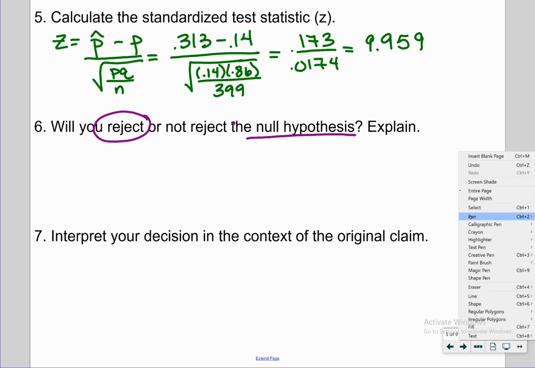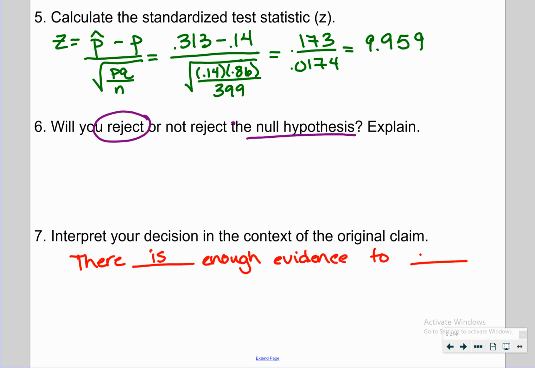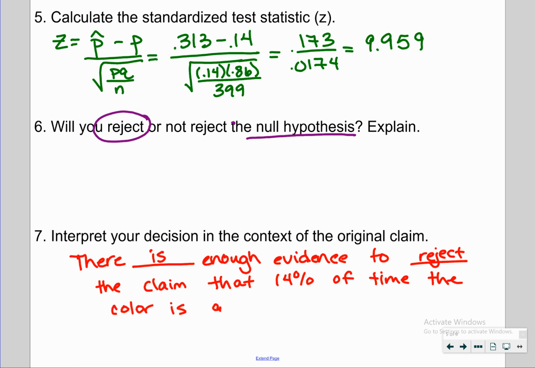Okay, so then interpret that decision. Do we have or do not have enough evidence? Is there or is there not enough evidence? There is evidence to reject the claim that 14% of the time the color is guessed correctly. So based on your data, your experiment, we have said that claim is false.